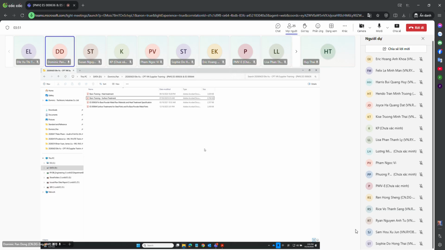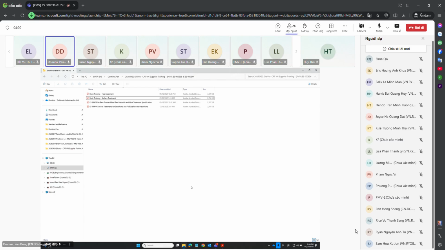So just for quick understanding and for basic knowledge sharing, I have prepared two quick training slides about heat treatment and surface treatment. I think it would be good for you to have an easier understanding of our TTI's ES standards.